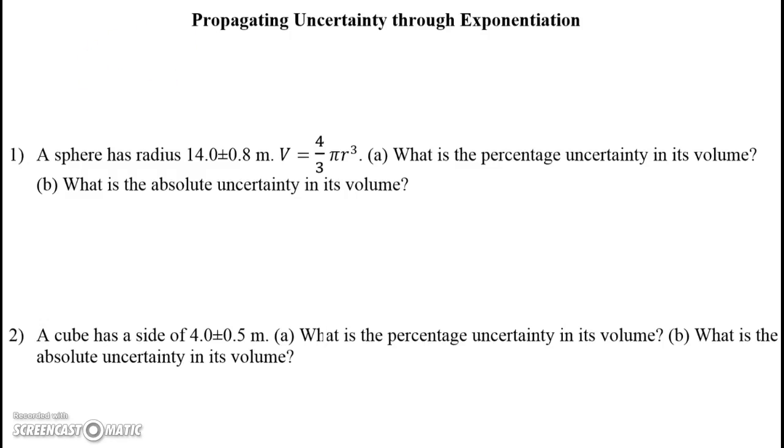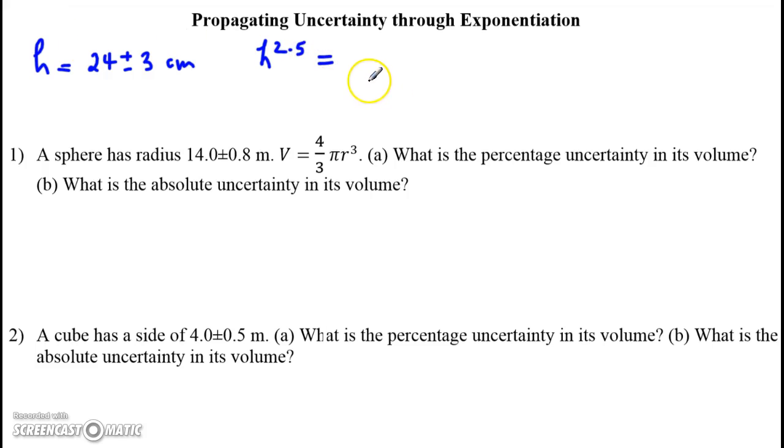Welcome to this video. I'll show you how to propagate uncertainty through exponentiation, which means raising a measurement to some power. Let's say you measure your height, and it's 24 plus or minus 3 centimeters, like that.